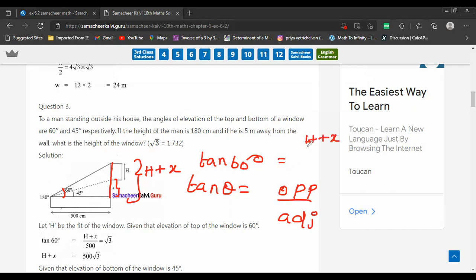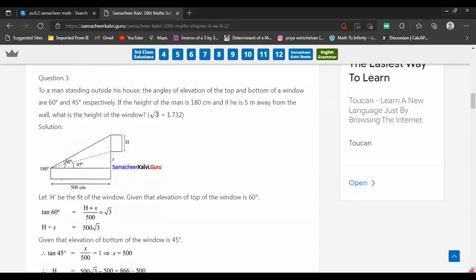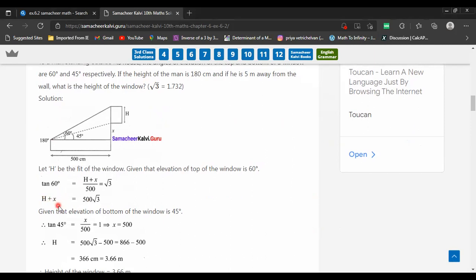And what about the adjacent? Adjacent is the base this side, which is 500 centimeter. So we'll write 500 here. And what is tan 60°? Root 3. Root 3 is equal to h plus x upon 500. So from this, you'll be able to find the value of h plus x. h plus x is equal to 500 into root 3.